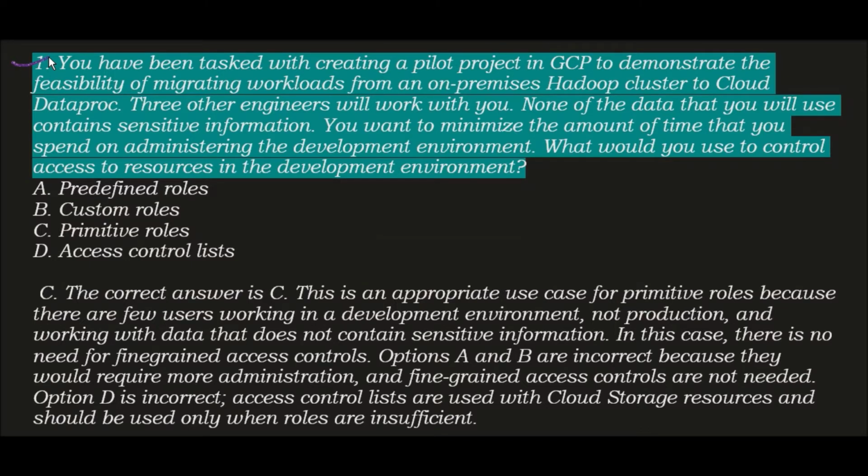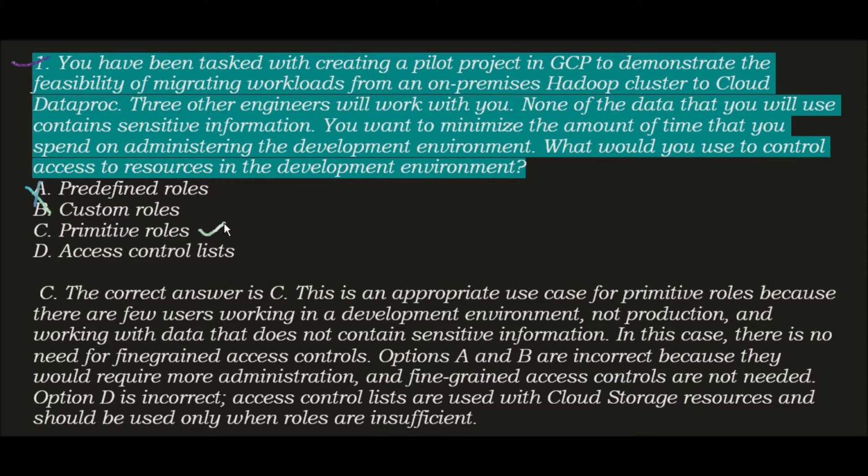So here, option A, predefined roles, and option B, custom roles, both are incorrect because they would require more administration and fine-grained access controls are not needed. That's why option A and option B are discarded. Option C, primitive roles, is correct because this is an appropriate use case for primitive roles, because there are few users working in a development environment, not production, and working with data that doesn't contain sensitive information. That's why option C, primitive roles, is the best answer for this question.